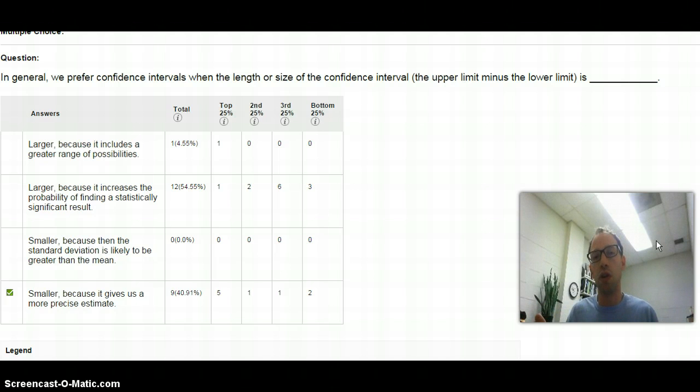If it's between 40 and 60, that would be a large interval. Which would we prefer? Well, we want small intervals because that gives us a pretty accurate idea of exactly where the true population mean is. So smaller, because it's a more precise estimate.